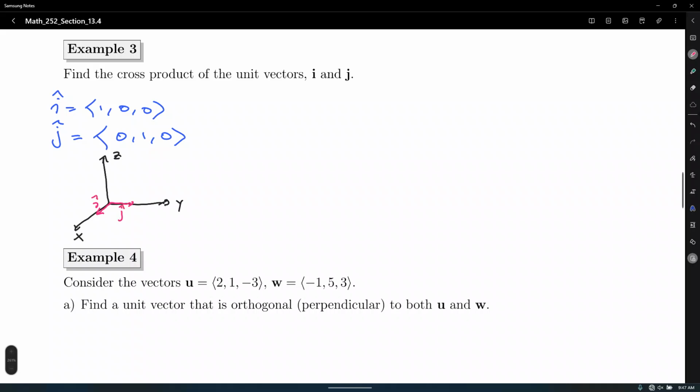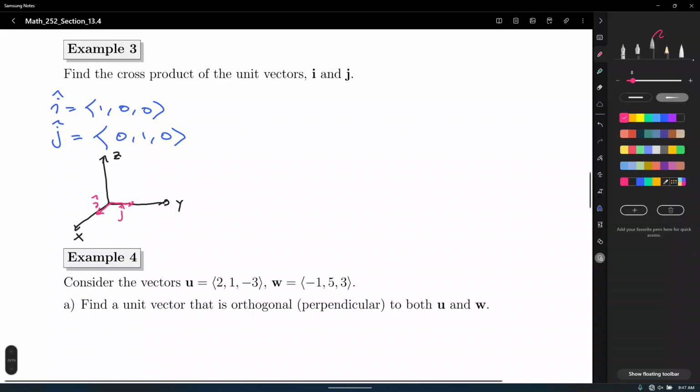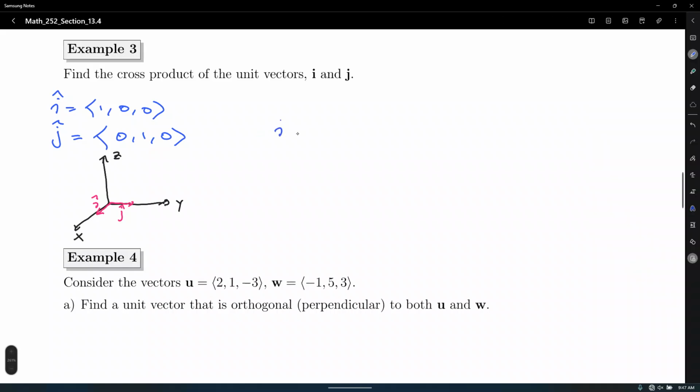Now, think about it. Put your 3D glasses on and think about what will be the result of doing the cross product between i and j using the right hand rule. Is it going to go up or down? Up, right? Okay, again, this is positive. This is positive. I'm going in this direction, thumb up, right? So i cross j will be k, all right?